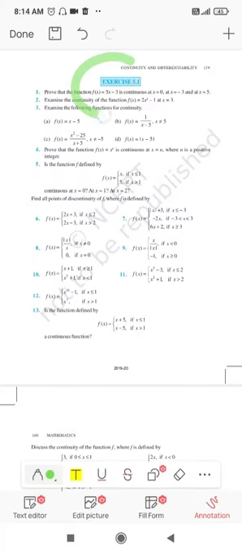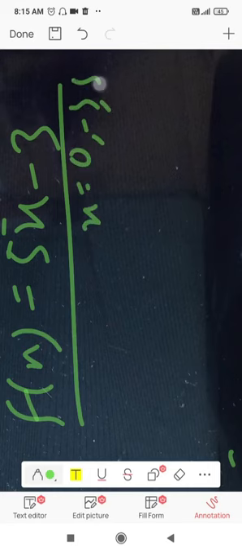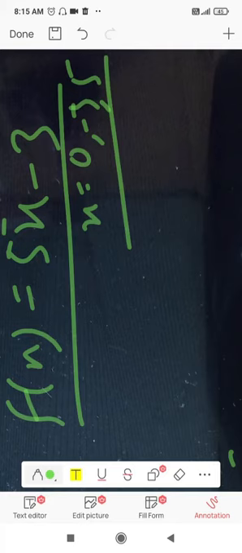Now let us discuss a few questions from exercise 5.1. You see the first question: prove that the function f(x) equal to 5x minus 3 is continuous at x equal to 0, at x equal to minus 3, and x equal to 5. We have to discuss the continuity of this function at three different points, 0, minus 3, and 5. The function is 5x minus 3, and the given points are x equal to 0, minus 3, and 5. Three different points we have to discuss. So one by one, let us discuss.